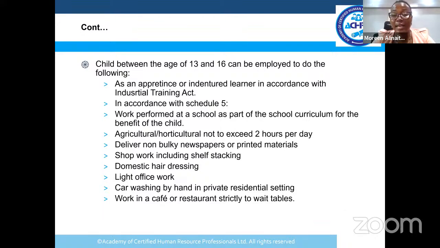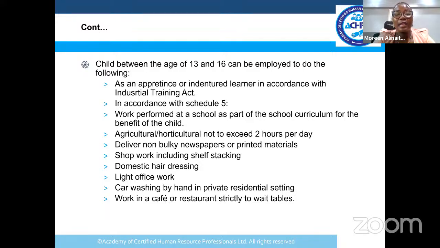Children between the age of 13 and 16 can be employed to do the following. Now, this was done in consideration of the fact that some people need to engage in training. For example, with the new system of school, we are going more practical than theoretical. So this one was brought about, I think, to cover that gap. In case somebody is 14 and they need to practice some things from school to help them in the future. What if?